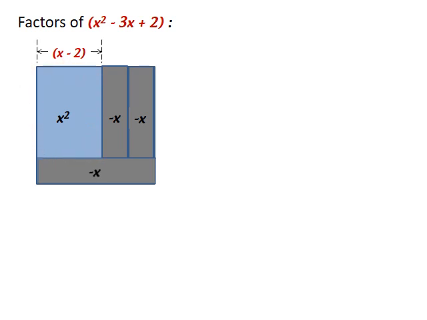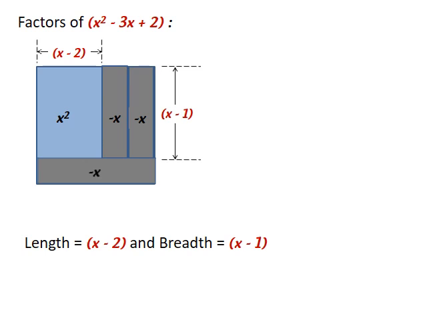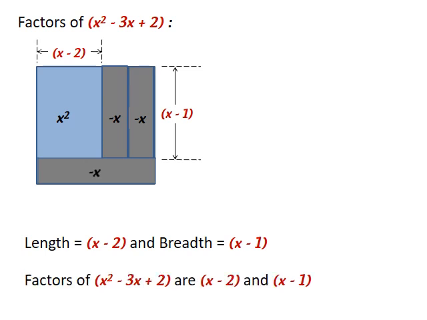So one side of the rectangle is x minus 2. What about the other side? It is x minus 1. So what do you think the factors are? So the length is x minus 2, the breadth is x minus 1. So the factors of x square minus 3x plus 2 are x minus 2 and x minus 1. Interesting, right?